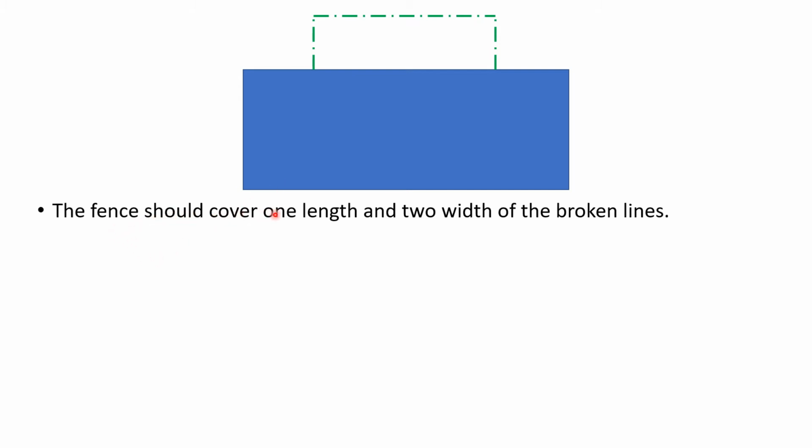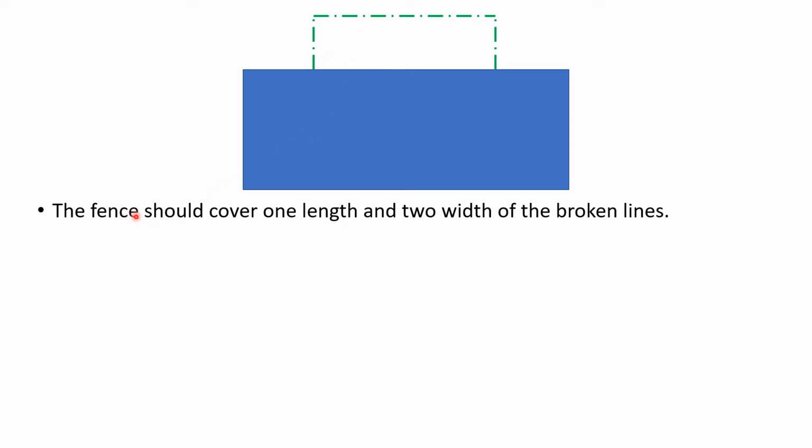The fence should cover 1 length and 2 widths of the broken lines, assuming that the broken lines identify 2 variables, x as the width and L as the length. And then we will use these 2 variables to determine what kind of shape will give us the largest area. It could be half a circle, a square, or a triangle, but we're going to figure it out in a minute.